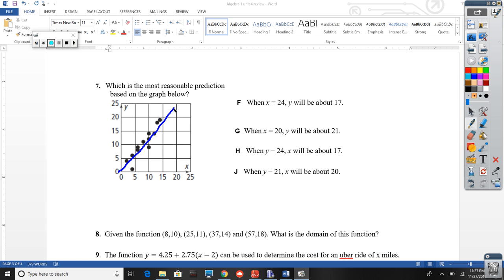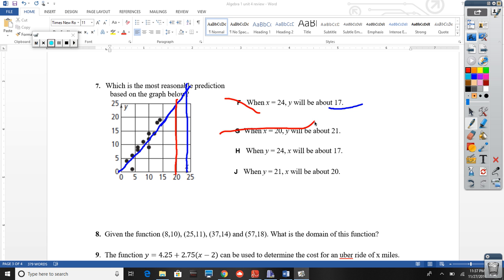Now, we don't really have exact points, so we don't really know where it's going to go. But I can go to x equals 24, maybe around here. And since I already drew my line of best fit, I already know that this is going to go maybe about to there. So definitely it's not 17, right? So it's not F. I can try 20. 20 is going to go to about 25, so it's not that one.